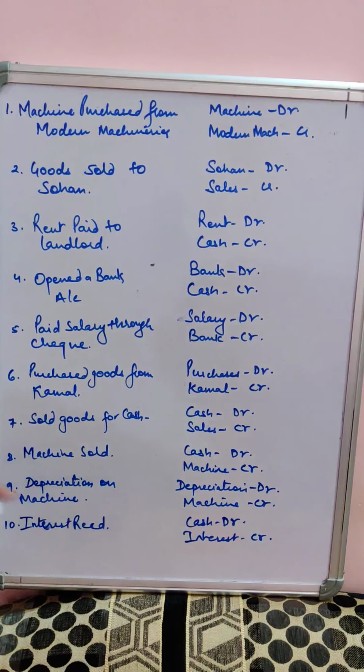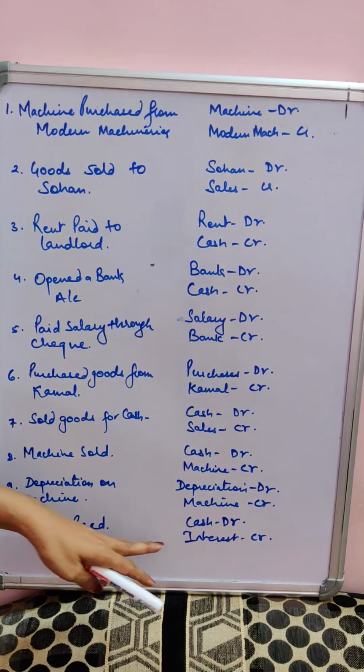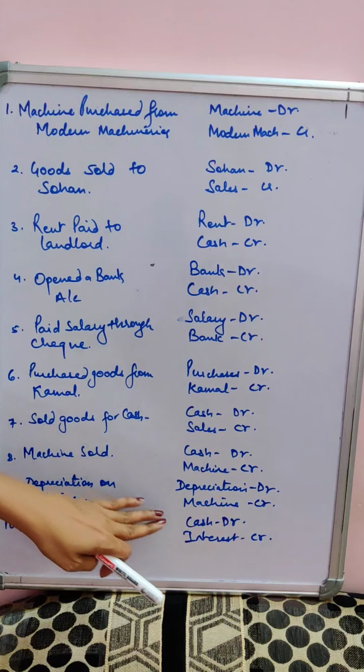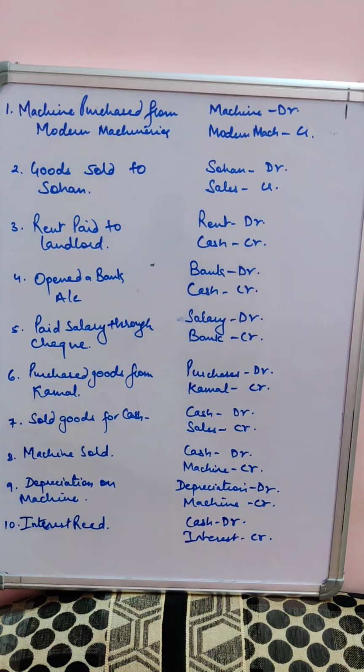Next, last is your interest received. Two things we have, one is asset, another is revenue. So cash, again increase in asset will be debited, and increase in revenue will be credited.